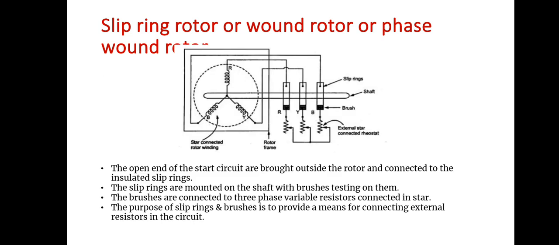So this is your model. We have the shaft, and on the shaft we have the R phase, Y phase and B phase, a 3-winding setup. Then externally we have 3 slip rings. Those slip rings are connected to the 3 external star-connected resistance rheostat. The open end of the star circuit is brought outside the rotor and connected to the insulated slip rings. The slip rings are mounted on the shaft with the brushes resting on them. The brushes are connected to the 3-phase variable resistor connected in star. The purpose of slip rings and brushes is to provide a means for connecting the external resistor in the circuit.